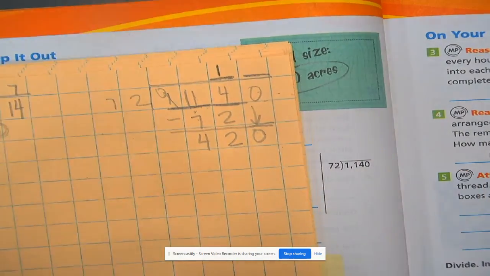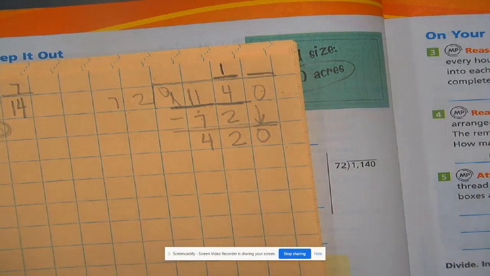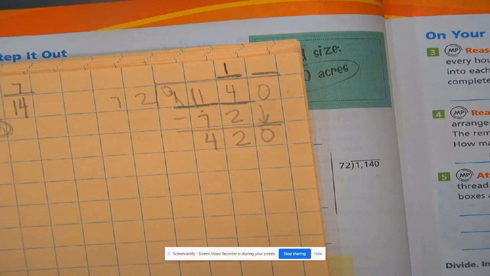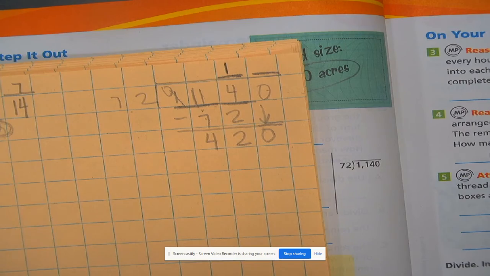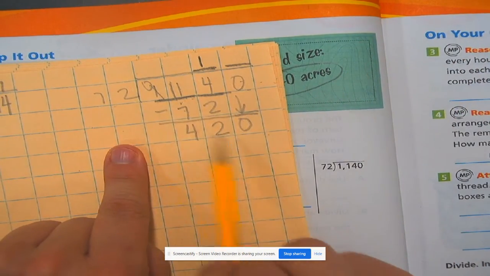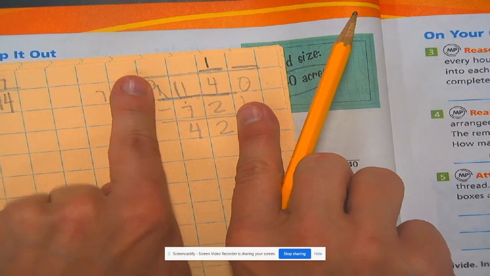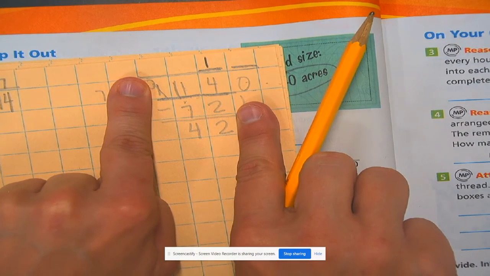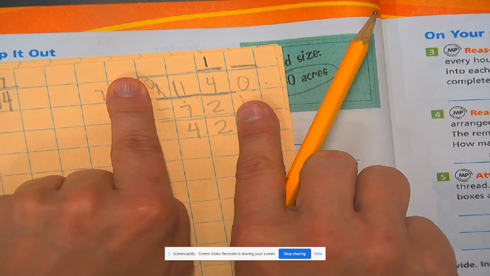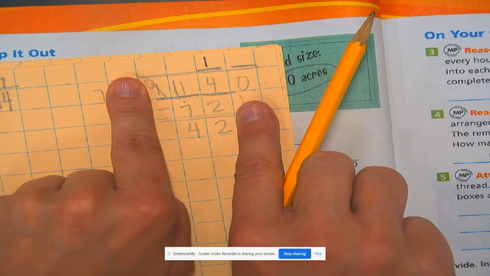So is that a remainder or a repeat? Why? We brought something down. Okay, so we go back. Set 420 divided by 72. Okay, so I cover up my last numbers. 42 divided by 7 is 6.